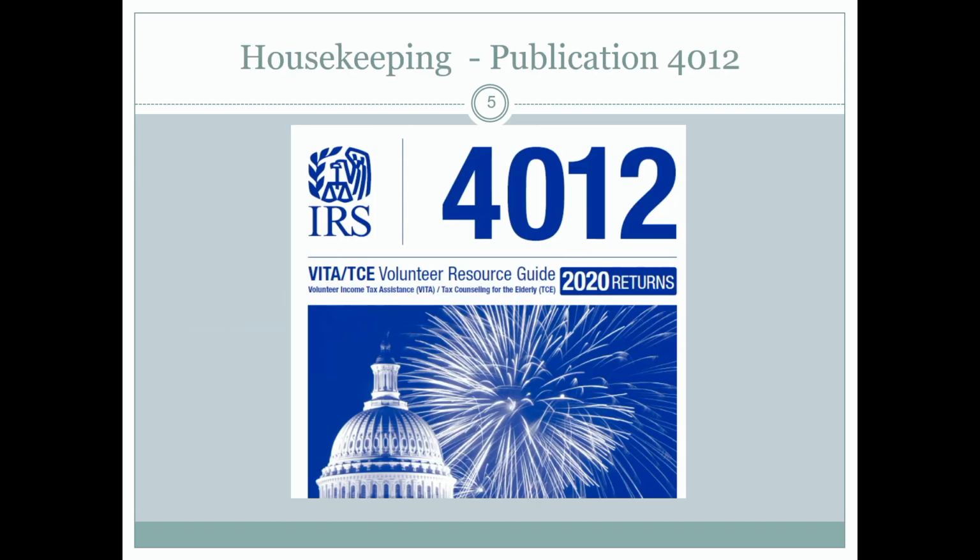So kind of going over some key material that you all will be able to use and reference. The first one is the publication 4012. This is the volunteer resource guide. This gives you tax law information, as well as giving you screenshots of the TaxSlayer software. So within this publication 4012, you will be able to see where you can input income information, adjustments, all the tax documents on here. So we will definitely be referencing the 4012 through the training.